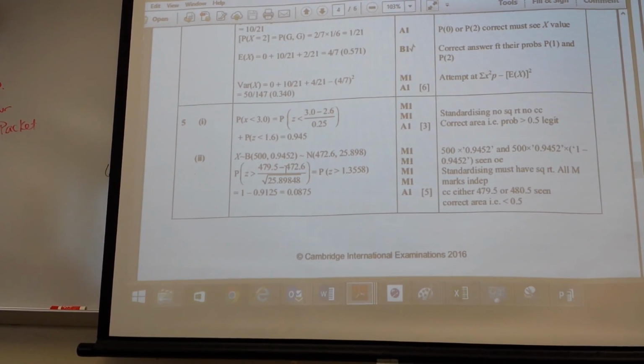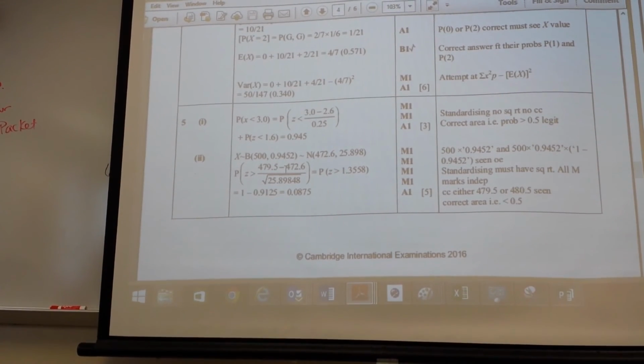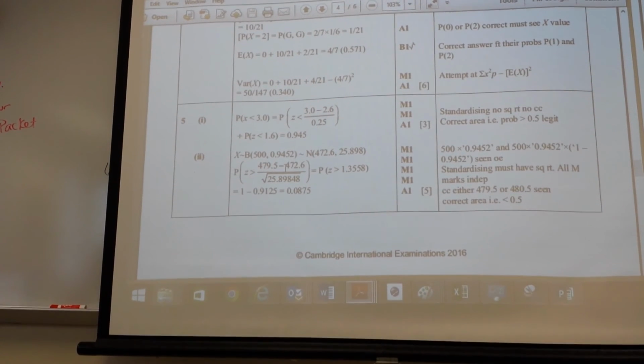Well, it's 5 points. I would have just skipped it. Part II was 5 points. I might be able to try the binomial part and just do that.